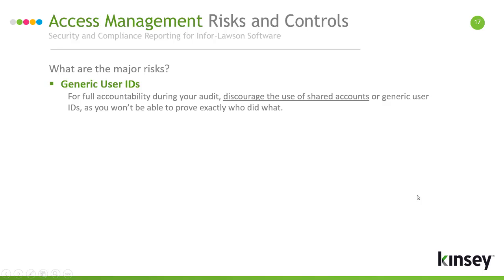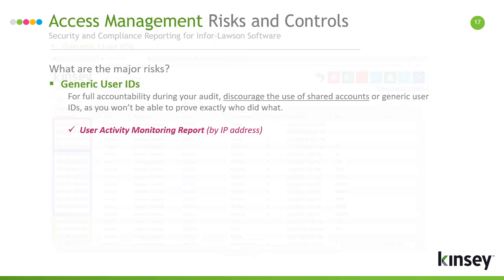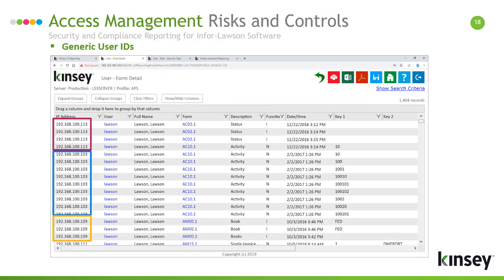So then we get into generic user IDs. And this is where, like I mentioned before, we don't want people to share an ID and be using it from multiple workstations. So on our activity monitoring application, we track the IP address. So if I go out and run a report at any one point, if people are sharing the user Lawson in this case, I can see that it came from multiple IP addresses, which is kind of a red flag for me. Is why do I have so many different transactions?